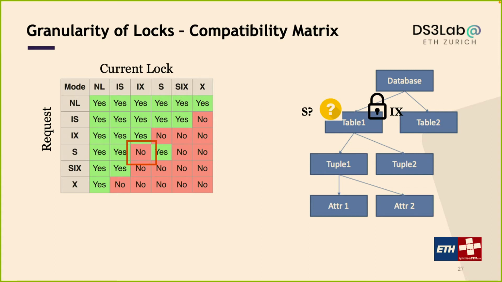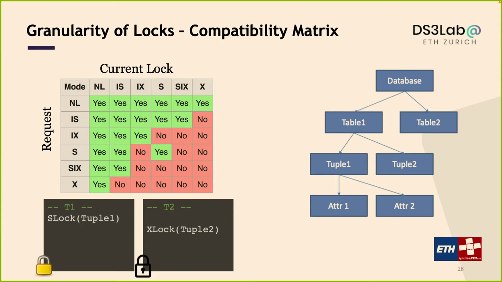So in this case, someone holding intention exclusive means what? It means that that transaction will update some tuples in this table. It's holding an exclusive lock on some of the tuples here, not on the table itself. If someone else has a shared lock on table 1, clearly no, right? Because having a shared lock on table 1 is equivalent to having a shared lock on all the tuples, right? There must exist one tuple that will cause a problem because there's some other transaction trying to update some of the tuples. So in this case, no. Okay? In this case, the shared lock needs to wait.